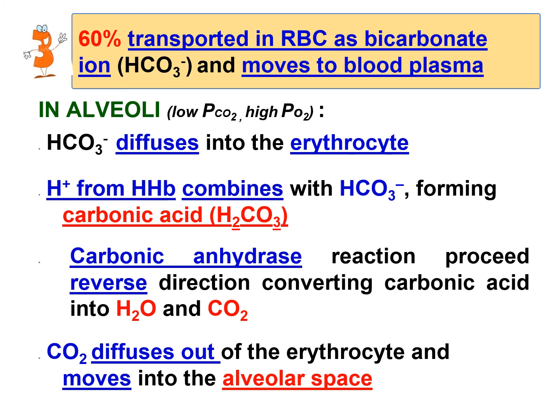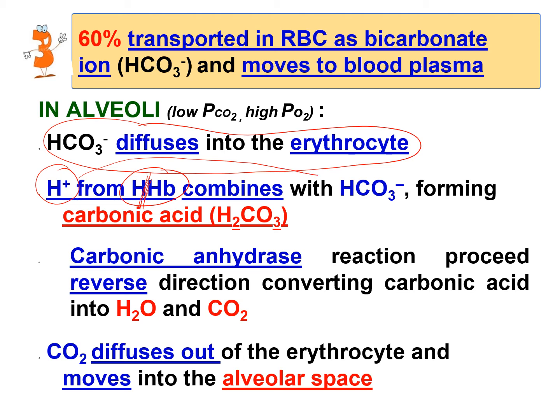Okay, the 60% of the carbon dioxide that is transported in RBC as bicarbonate ion is carried in the blood plasma, then arrives at the alveoli. So what happens next is the bicarbonate ion diffuses back into the erythrocyte. Masuk balik dalam RBC. So the hemoglobinic acid just now will dissociate. The hydrogen ion released from the hemoglobinic acid will combine with the bicarbonate ion, forming carbonic acid.